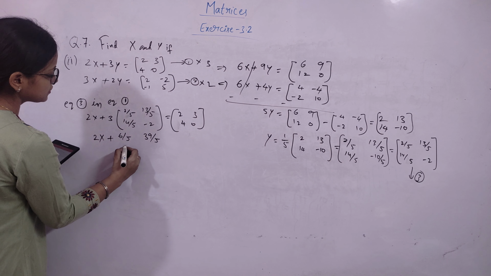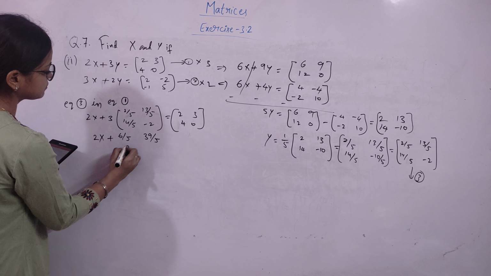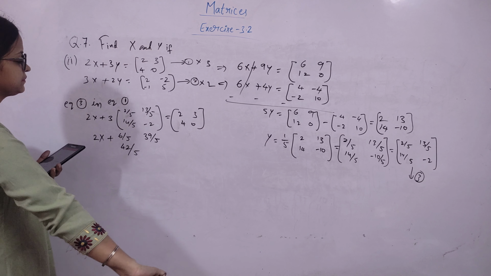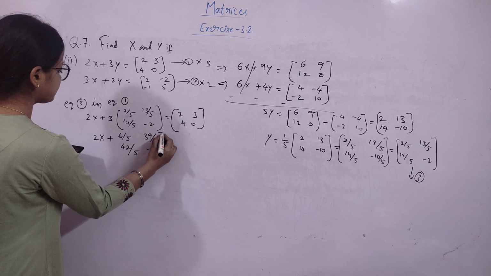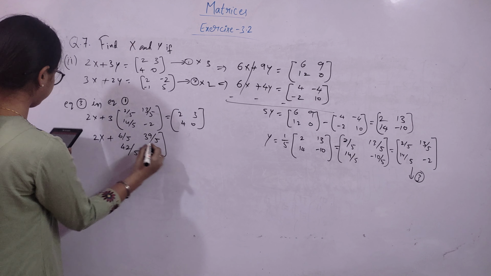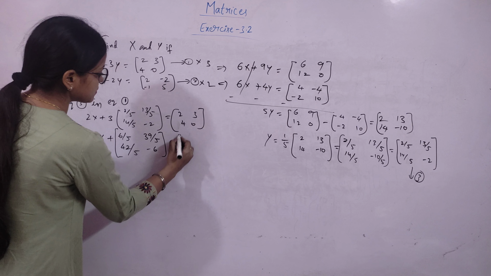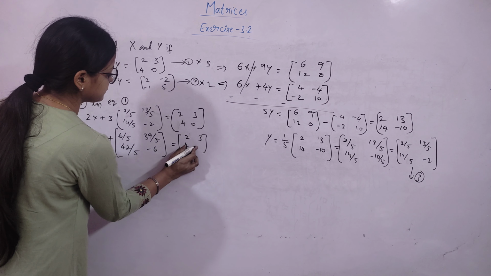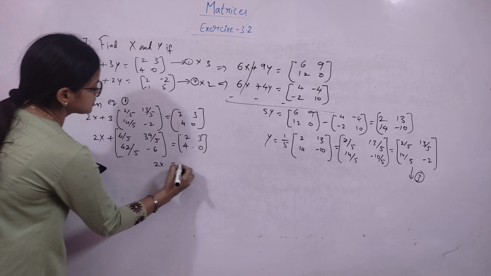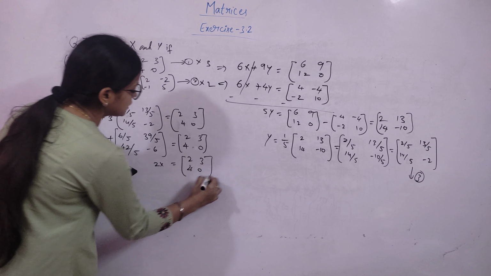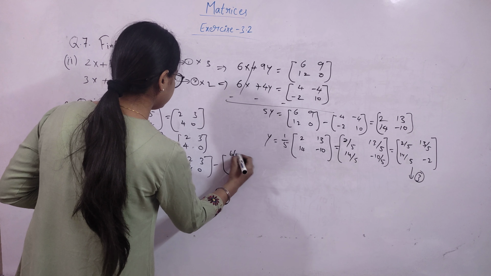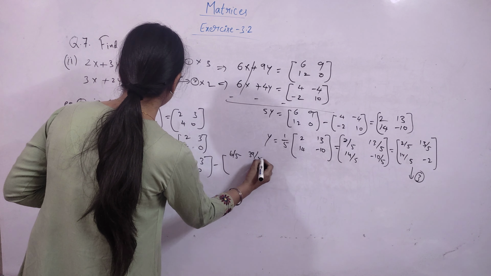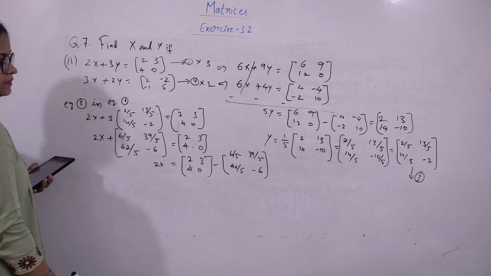42 by 5, and next 3 times 2 is minus 6. So this matrix is 2 3 4 0. Now from here, 2x is equal to 2 3 4 0, and this plus matrix will go to that side and become a minus matrix: 6 by 5, 39 by 5, 42 by 5, minus 6. So we are getting it like this.